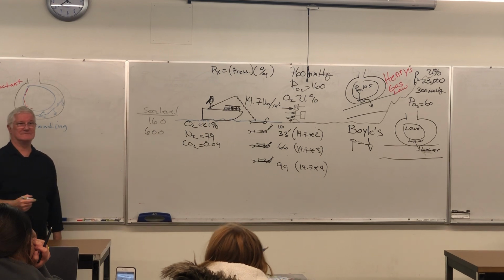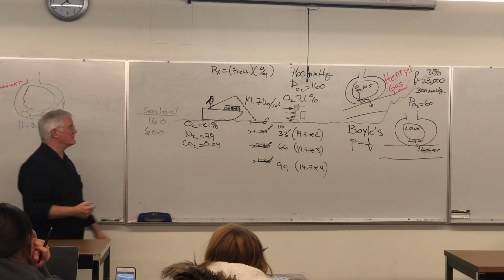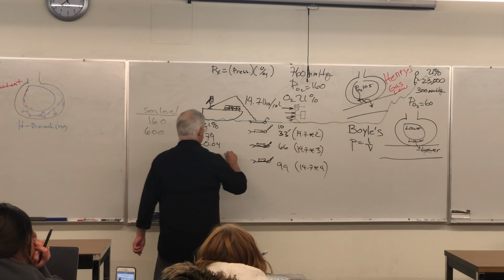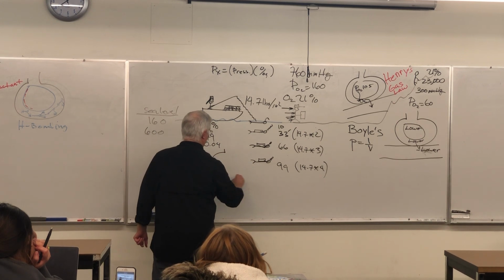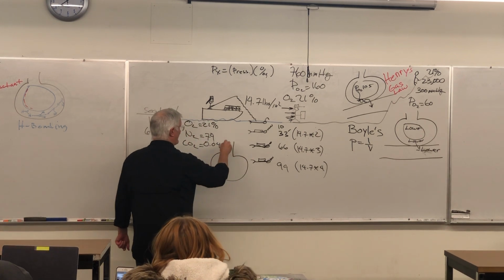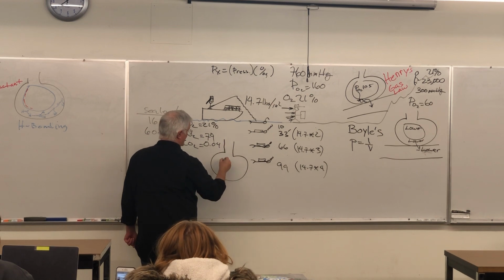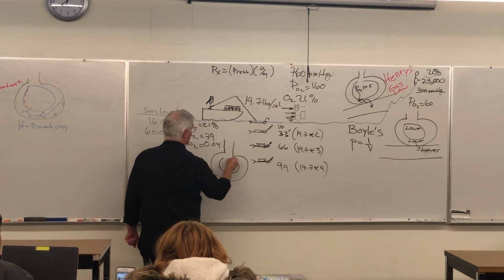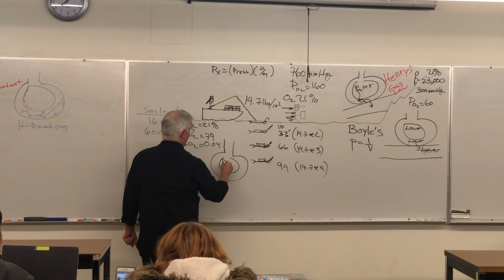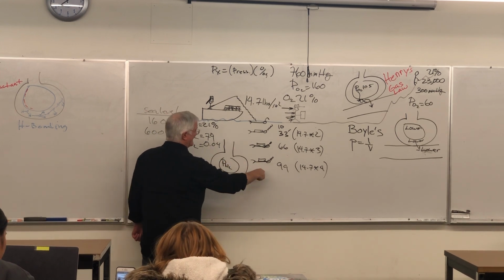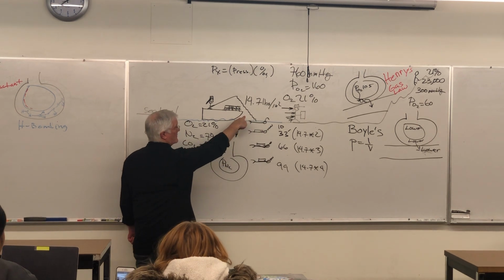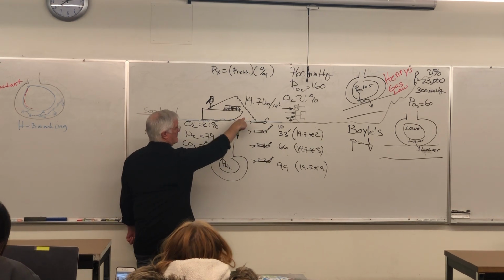So you can get too much nitrogen, right? Well, so let's look at what's happened here. Let's draw this. We're looking at now the PN2. Is the PN2 higher at 99 feet than it was at sea level or lower? It's higher. It's a lot higher, right?